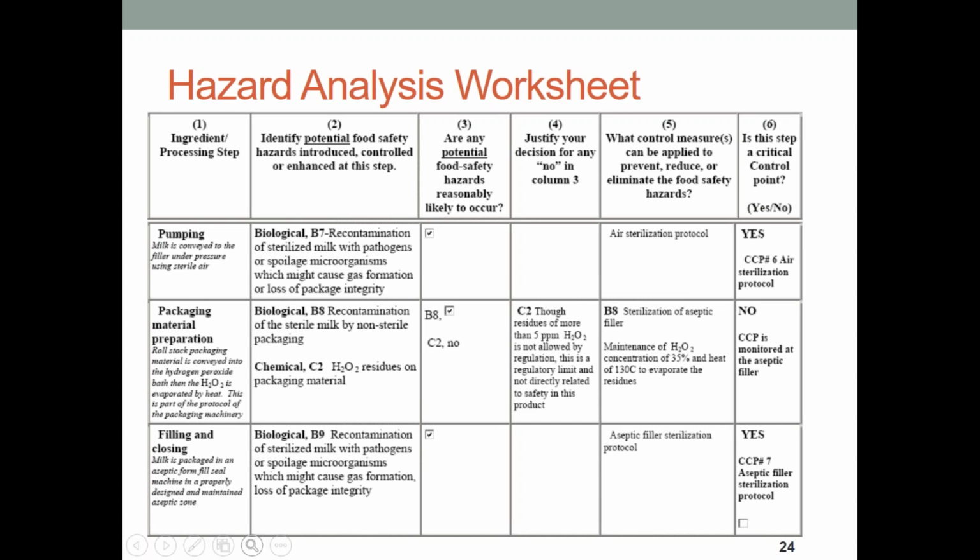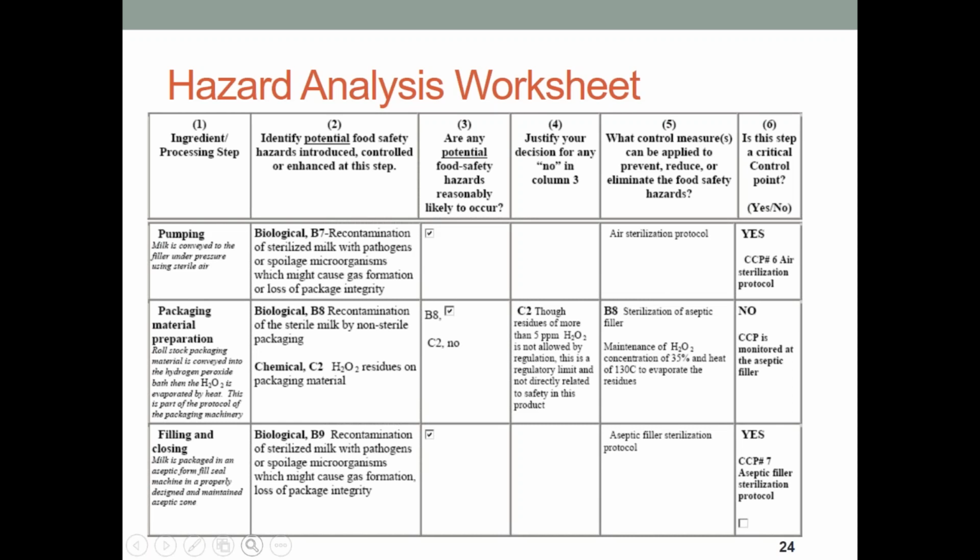What about packaging material preparation? Well, at that step, roll stock packaging material is conveyed to the hydrogen peroxide bath, and hydrogen peroxide is evaporated by heat. This is part of the protocol of the packaging machinery. So, what's the potential hazard? The potential hazard right there is recontamination of sterile milk by non-sterile packaging.